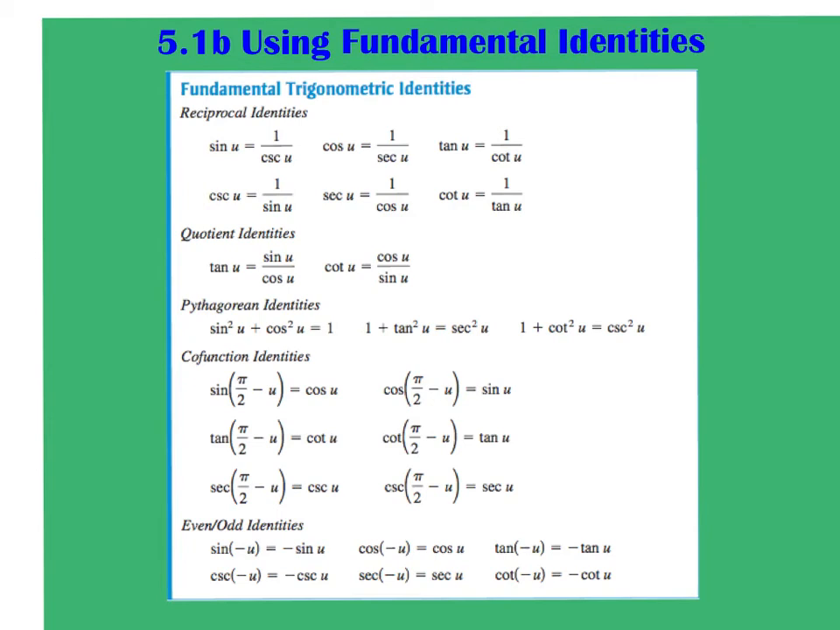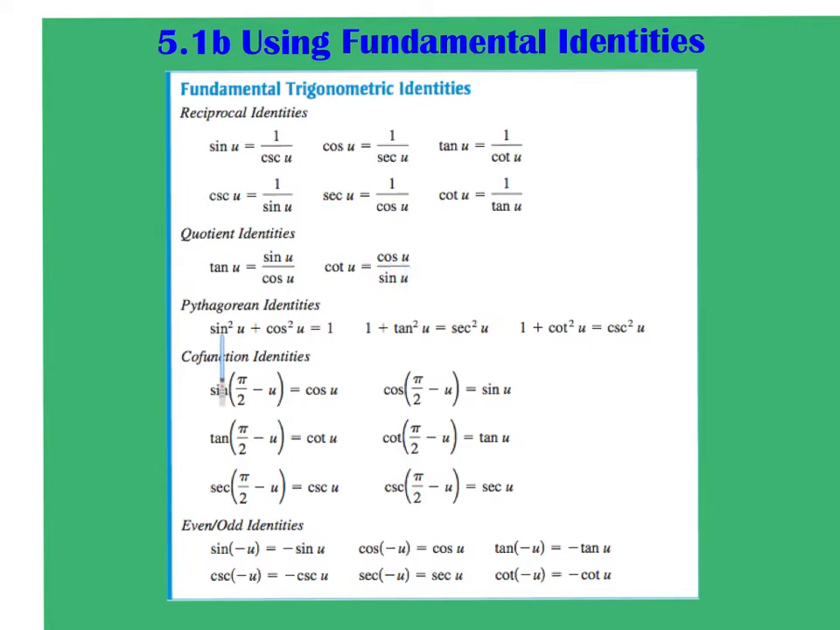5.1b, using trig fundamental identities again. All right, so hopefully we know what reciprocals are. If I have tangent on the bottom, that's really cotangent, and so forth and so on. So those are our reciprocals. Our quotient identities: tangent is sine over cosine. Cotangent is cosine over sine.